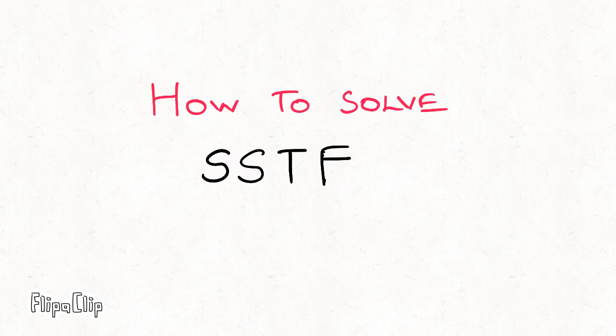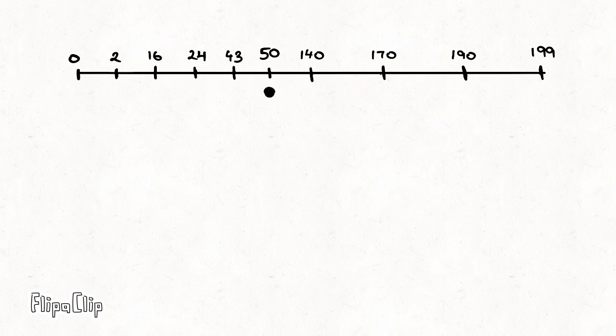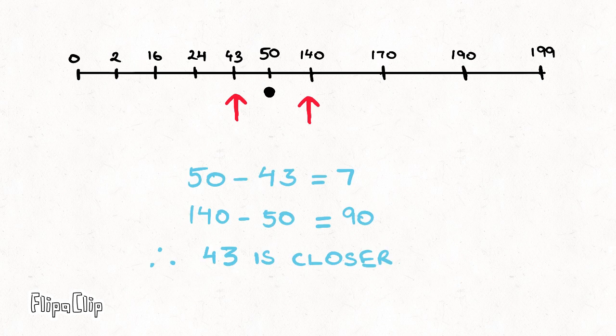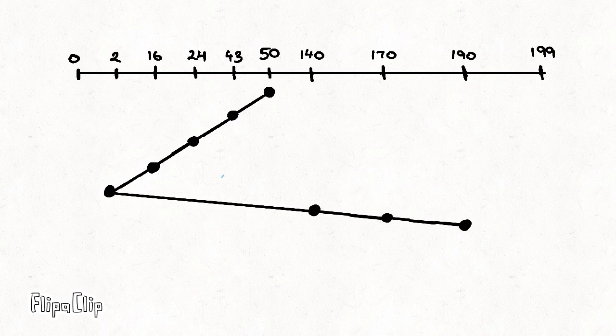Next, we move on to the shortest seek time first algorithm. In shortest seek time first, we do not look at the order in which the requests have arrived. Rather, we look at which request is nearest to the current head position. If I take the same example, I start at the position of 50, and the nearest points to 50 are 43 and 140. Between these two, 43 is obviously the nearest, and so my head moves from 50 to 43. We continue to do this for every position the head moves to.